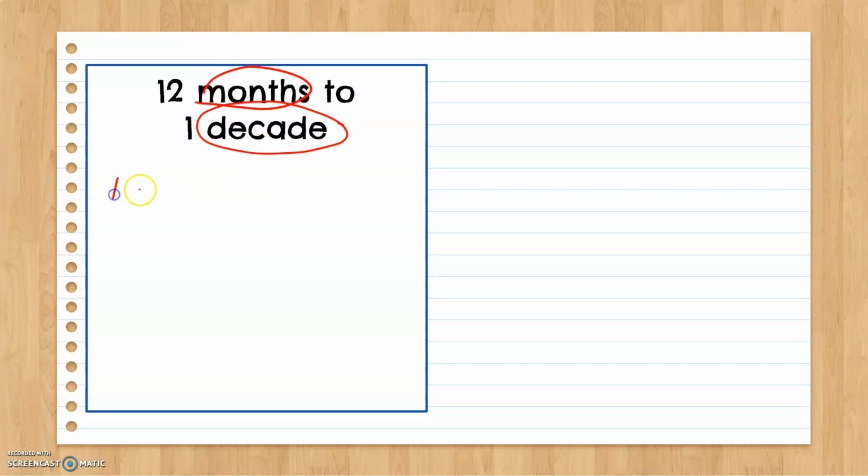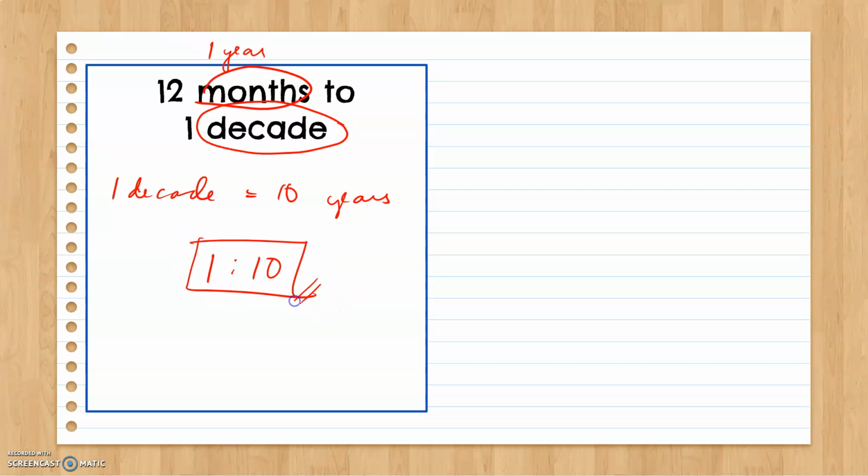We know that in 1 decade, there are 10 years. But still, we have different units because one is months and the other is years. But this time, we have 2 choices. We can either convert 10 years into months or convert 12 months into years, since 12 months can make 1 year. I suggest we convert 12 months into a year because it's much easier to do so. So we'll have 12 months into 1 year. Our answer will be 1 is to 10, and this will be our final answer.